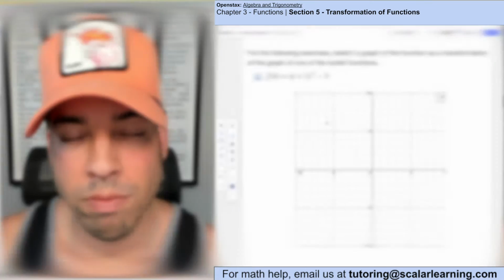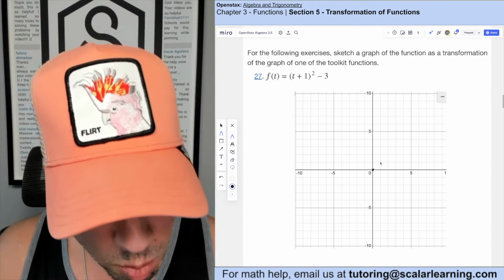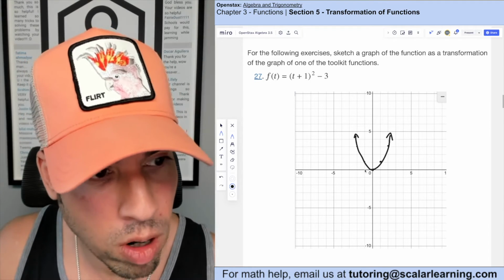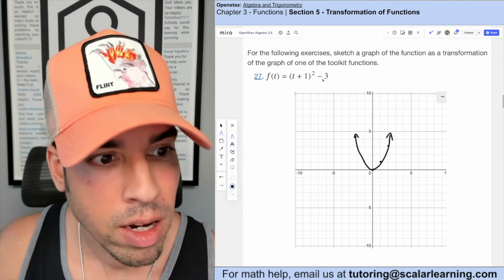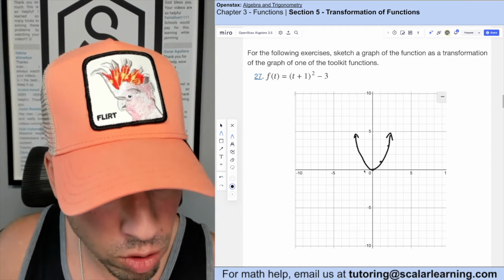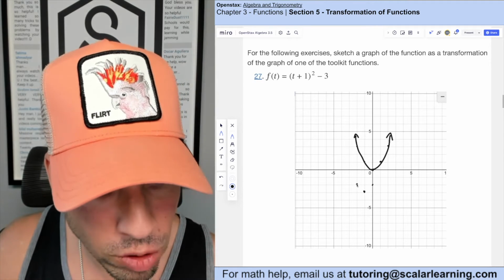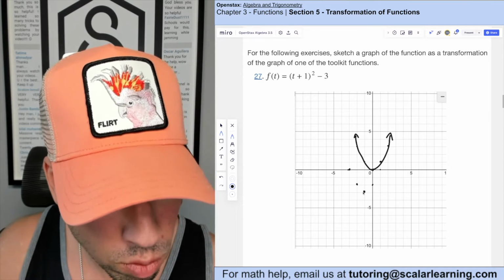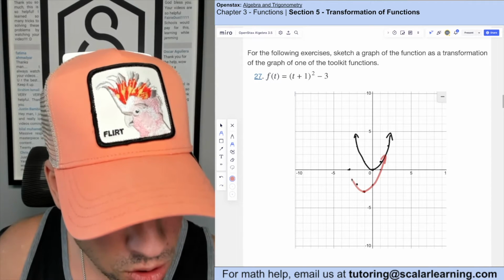Boom, done. For this one, we want to start with our parent function, which is x squared, right? And that's just our normal function like so. And what we're doing is we're shifting it left by 1 and down by 3, right? That's a horizontal shift to the left and a vertical shift down. So the vertex is going to go left and then down by 3. And then literally the new function would be the same sort of progression, just starting at a lower point. And this is the new function like so.